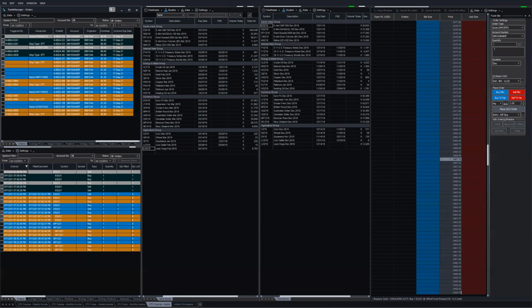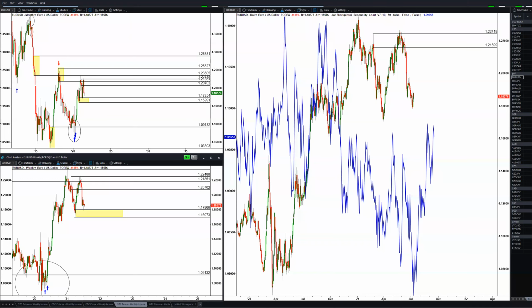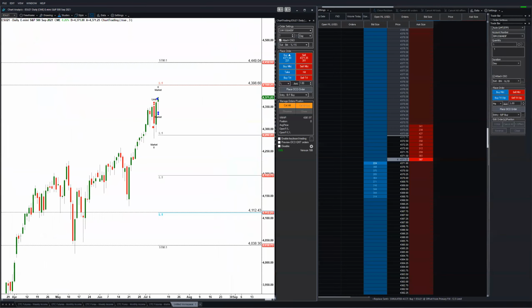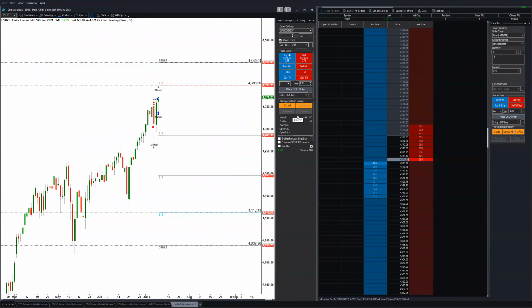Absolutely, yes. You can also do that if you do exit stop only. Now we have one target, one stop loss. If you do stop only, then you have just the stop. You can play around. Cool.